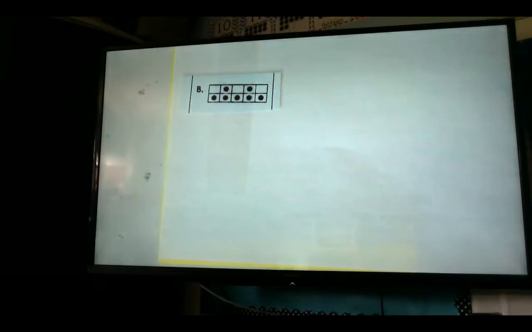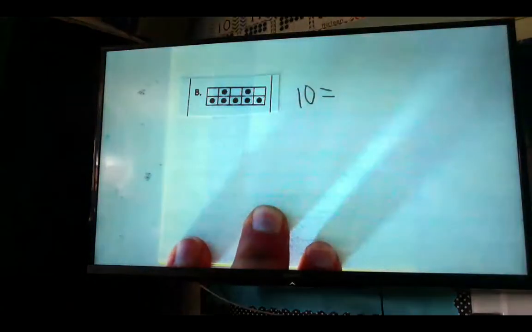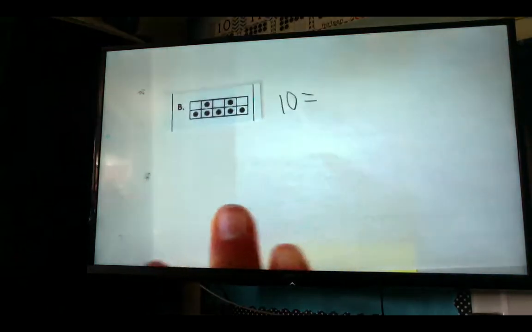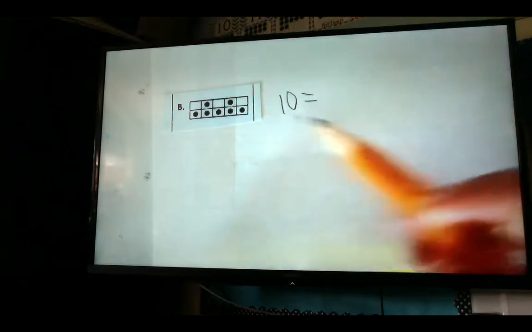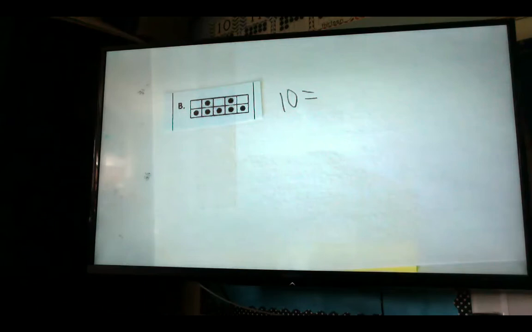So let's think. We know this is a 10 frame, so our total number is going to be 10. So we need to think, how many do we have left until the 10 frame is filled up? Think about that for a second. Let's get private think time. How many do we have left to fill up the 10 frame? Did you think about it?